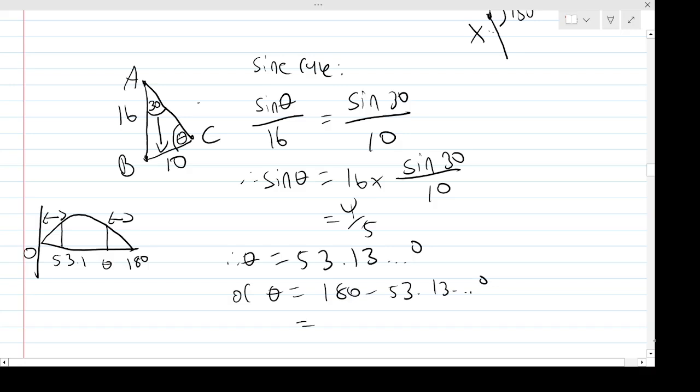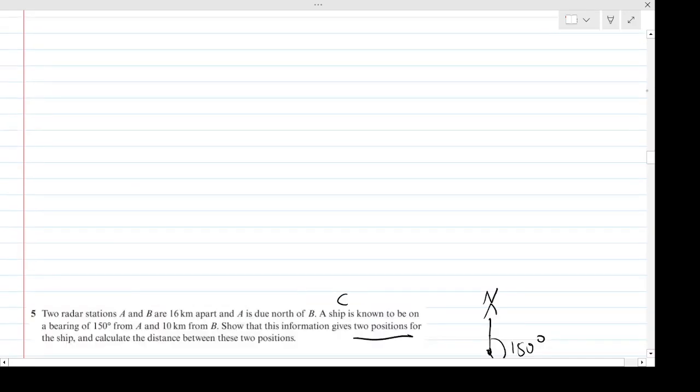So if I do that in the calculator, I get 126.869. Okay, but then I need to check if this second solution is valid, and it is in this case, because if I add this to the angle 30 in the triangle, I would get 156.869. 156 is below 180, so we can have that angle as well. And that does make sense because it's talking about two positions.